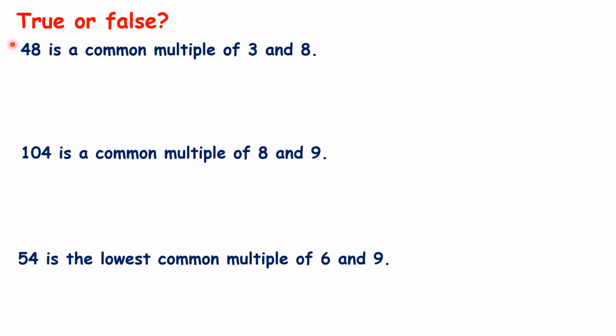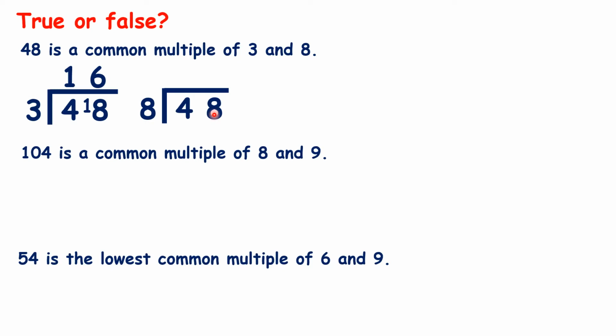So true or false, 48 is a common multiple of 3 and 8. So if it's a common multiple, it will be in both the 3 and the 8 times tables, which means we can divide it by 3 and divide it by 8 to get whole numbers. 48 can be divided by 3 to make 16, and it can be divided by 8 to get 6. So it's true that 48 is a common multiple of 3 and 8.